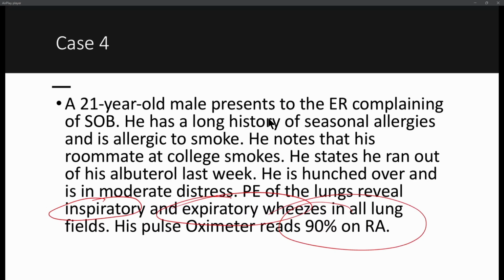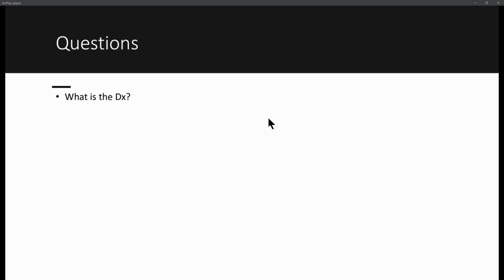We all know where this one's going, right? What is it? Asthma. We know what the trigger is, right? The smoking. His roommate smokes, so the smell still comes into the room. He doesn't have his albuterol, they ran out. So obviously that's why he's having problems breathing now. And they come and see you. So what's your diagnosis? We already talked about acute asthma attack.